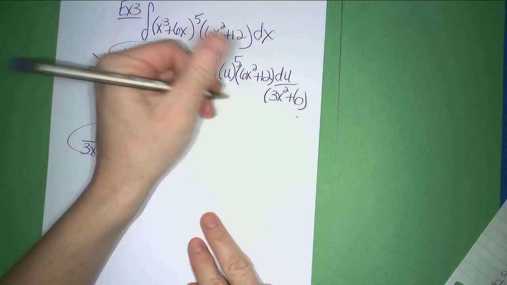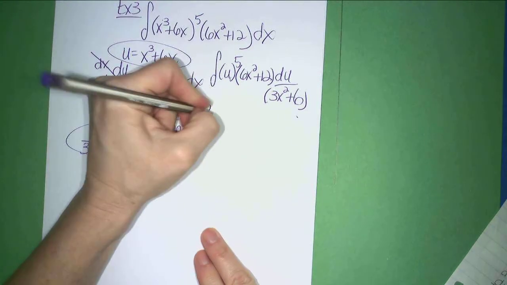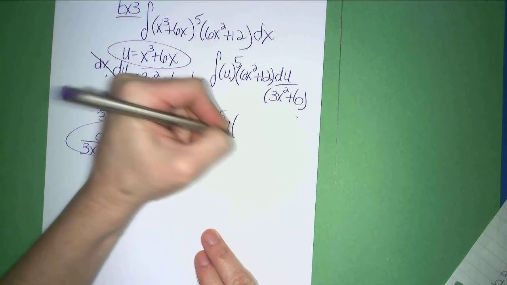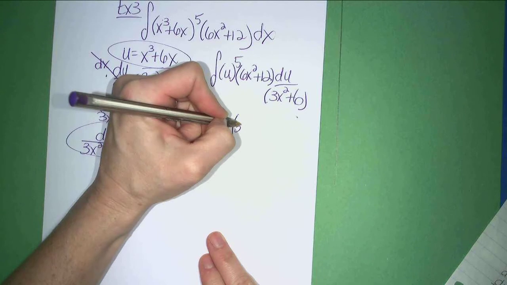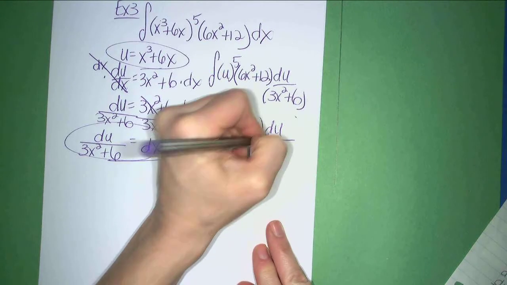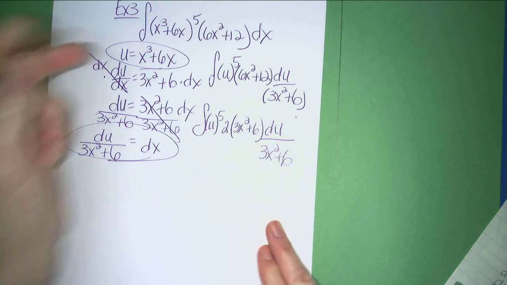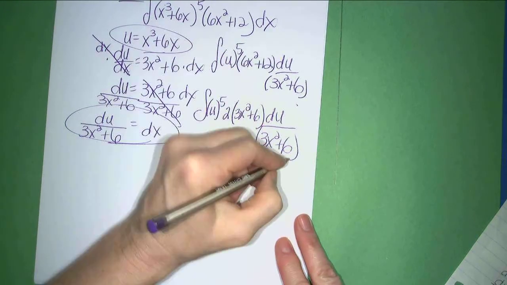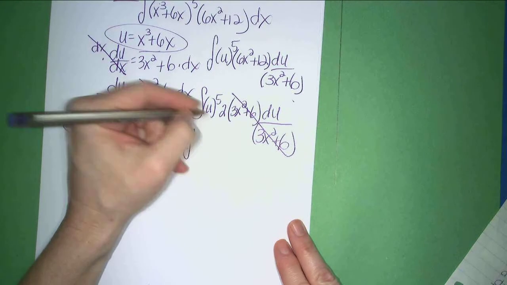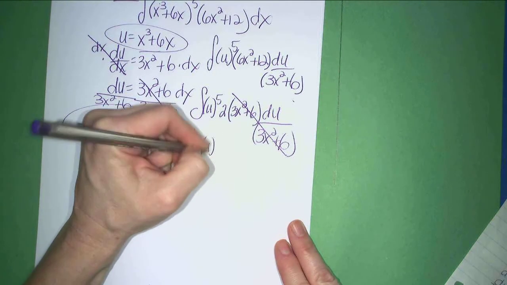So let me rewrite it like this. Antiderivative, u to the 5th. Let's take a 2 out of this quantity, leaving us with 3x squared plus 6, and then the du over 3x squared plus 6. And now these may go, leaving me with, I'm going to take that 2 to the front, 2 u to the 5th du.